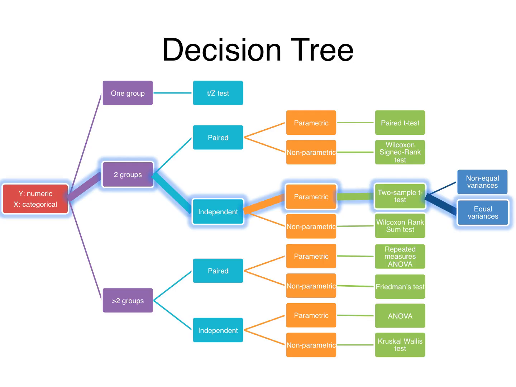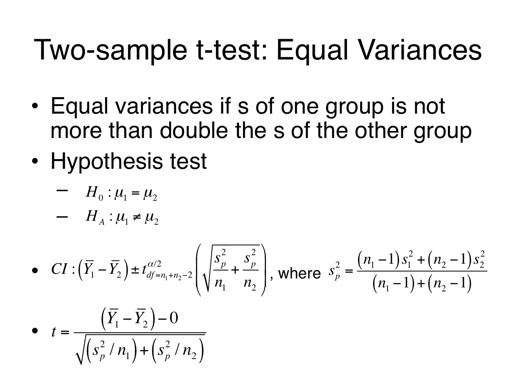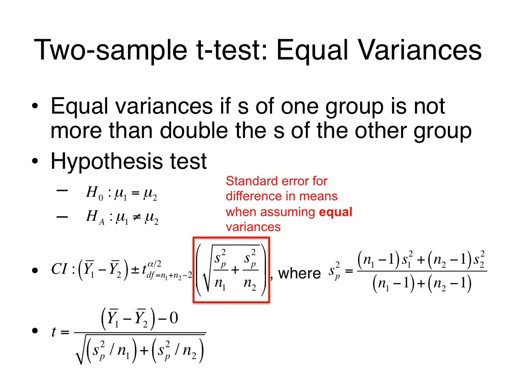We'll now discuss the two-sample t-test when we assume equal variances, the situation when the sample standard deviation of one group is not more than double the sample standard deviation of the other group. The null and alternative hypotheses are the same as an independent t-test with non-equal variances. The calculation of a confidence interval and t-statistic are pretty much the same, except for two main differences. First, as I mentioned previously, the calculation of the standard error for the difference in means is different.